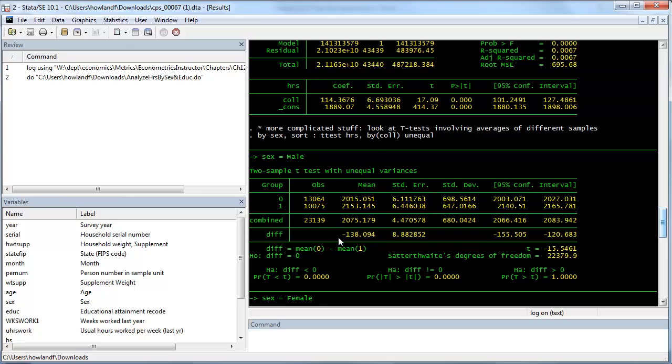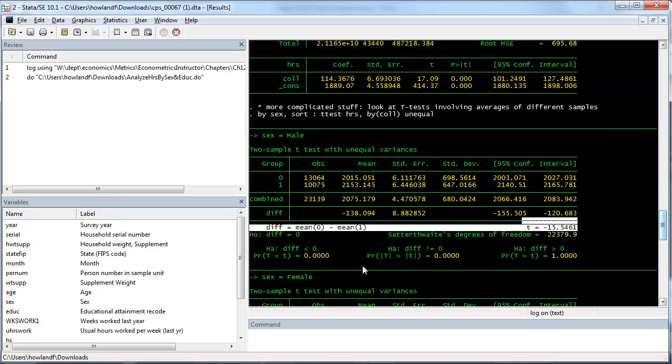And we find that the sample average of hours worked for people with a high school education is 2,015. For people with a college education, it's 2,153. These are slightly bigger numbers than what we saw before. The difference works out to be 138 hours. And once again, we can compute the difference in the sample averages, and we can get a t-statistic. Once again, we decisively reject the null hypothesis.